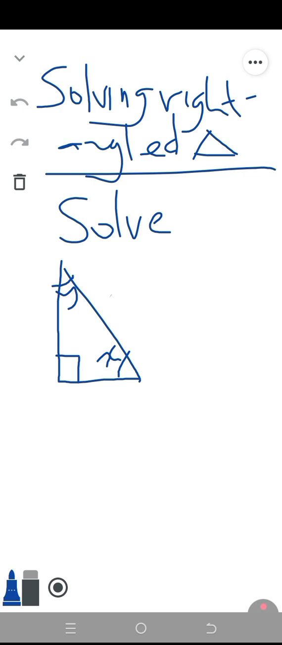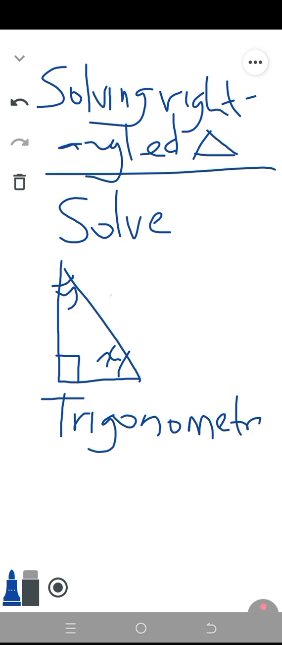What we use to determine those unknown angles is what we call the trigonometry ratio. Everybody write it down: the trigonometry ratio. That's what we use to determine the unknown angles. We don't know the angles, so to determine them we use the trigonometry ratios. Because there are three of them, we say ratios.